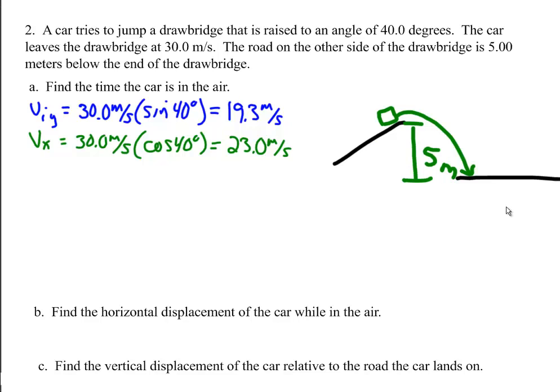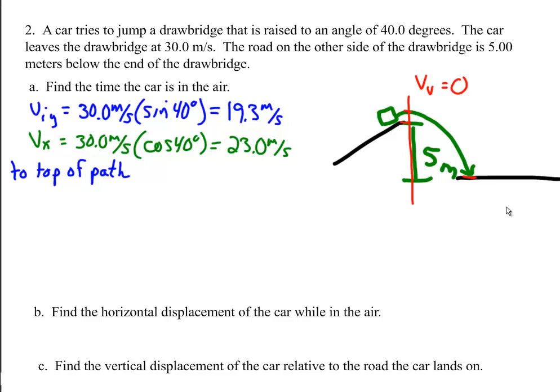So first thing I want to do is identify the maximum height of my path, because at that point my vertical velocity is going to be 0. So if I can find the time it takes to get from here to here, then I can also find the time it takes to get from here down to here. So to the top of the path, my final velocity again at that point is in the vertical direction. It's going to be 0. So I know my acceleration due to gravity is 9.81 meters per second squared.